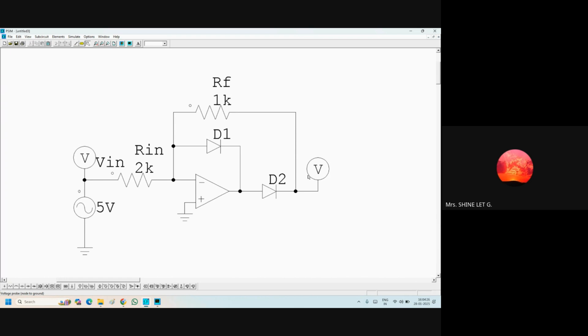Anybody having any doubt in this? If you have any doubt how the resistors impact the output, you can put it in the simulator.